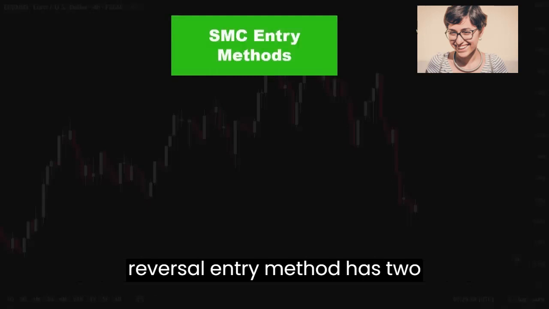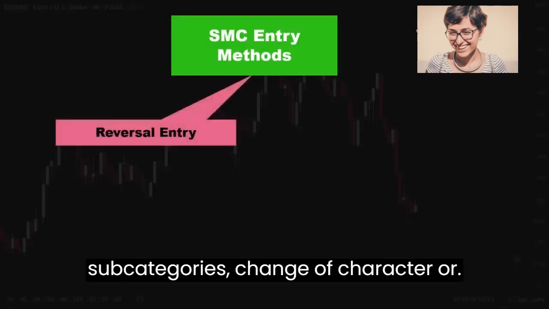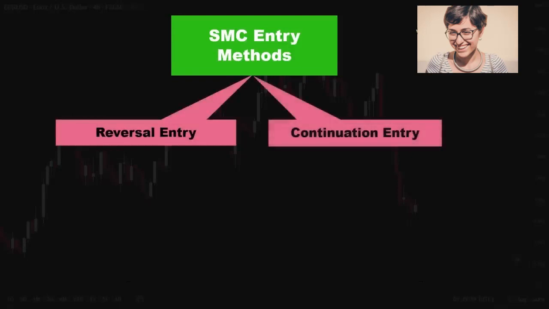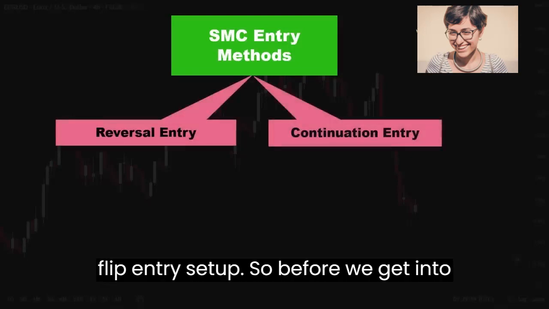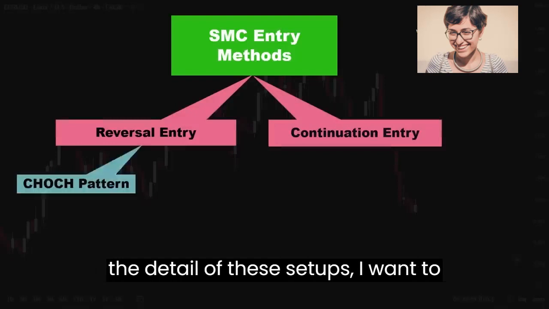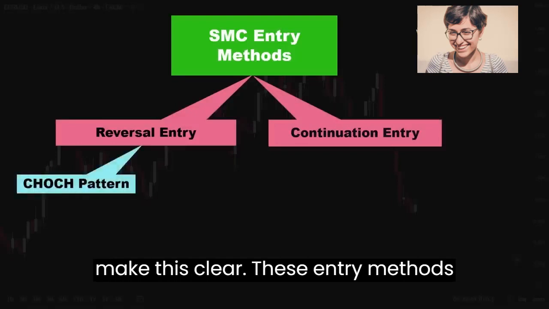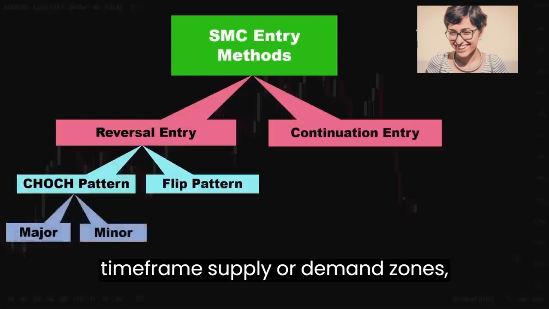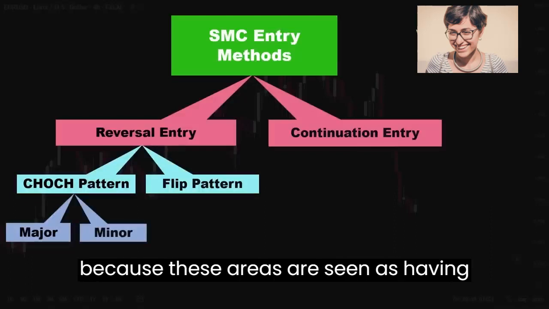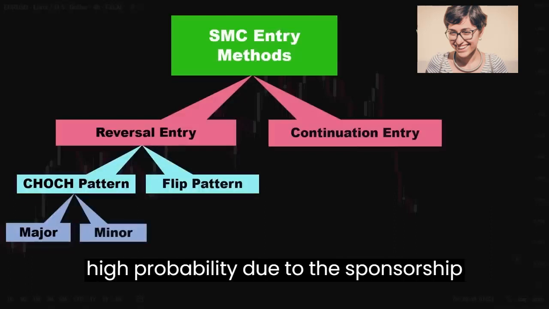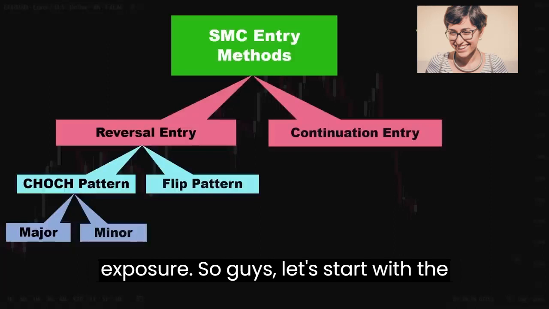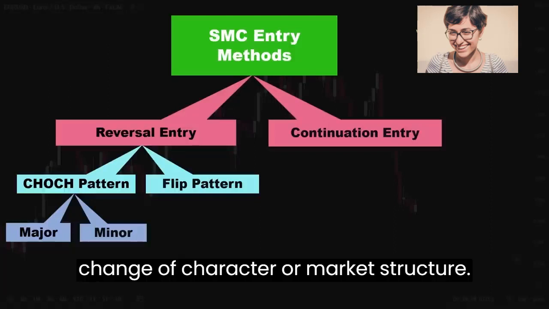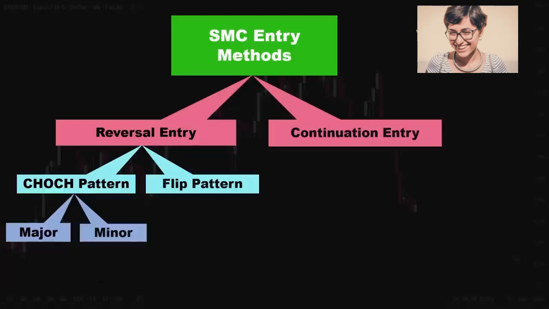Also, the reversal entry method has two subcategories: number one, change of character or market structure shift, and number two, the flip entry setup. So before we get into the detail of these setups, I want to make this clear: these entry methods should only be used in the higher timeframe supply or demand zones, because these areas are seen as having high probability due to the sponsorship of the higher timeframe, and anything outside of these zones increases risk exposure. So guys, let's start with the change of character or market structure.